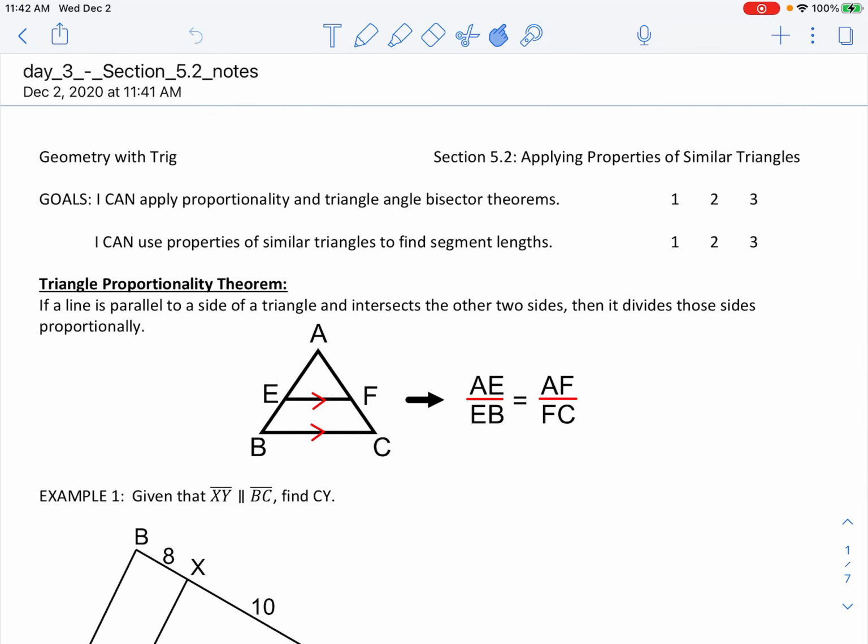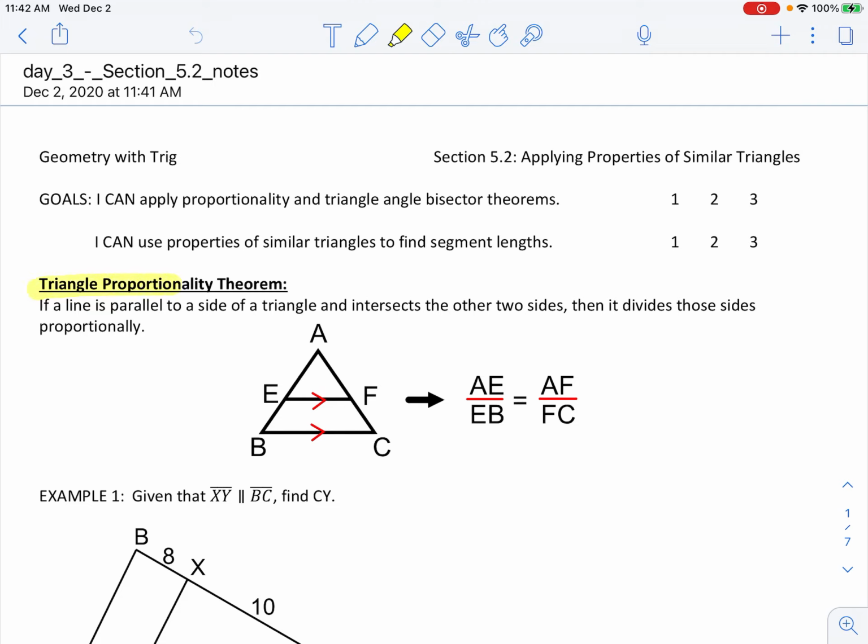All right, let's go ahead and get into section 5.2 today. We're going to apply properties of similar triangles. So similar to yesterday, we're dealing with similar triangles, so we want to stay with a pattern to set up our proportions and then cross multiply and solve. All right, so let's go ahead and get going.